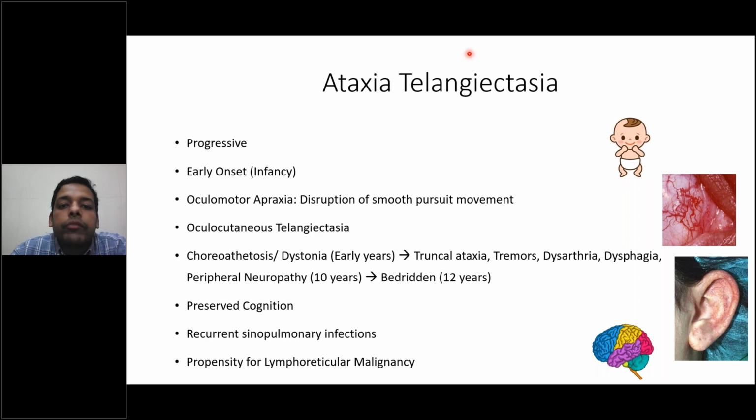The natural course of the disease for ataxia telangiectasia is that usually in the early years it presents with choreoathetosis and dystonia, and then gradually truncal ataxia occurs. Tremors are seen, dysarthria and dysphagia are seen, and usually the patient would end up with peripheral neuropathy by 10 years of age. The patient with ataxia telangiectasia is usually bedridden by 12 years of age.